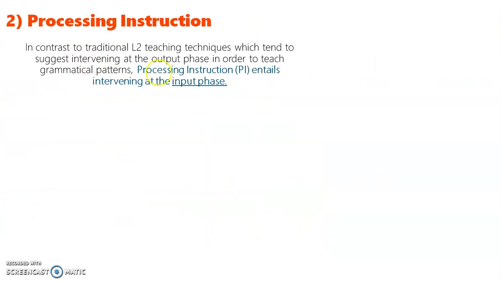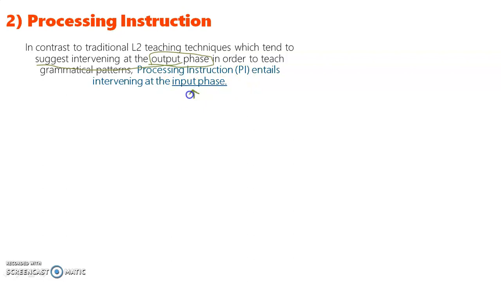The second concept here is processing instruction. What do you mean by this? Traditional L2 techniques always suggested intervening, that the teacher would intervene at the output phase. That is, after the learner produces something, the teacher would give feedback and correct for the learner in order to teach grammatical patterns. However, according to the processing instruction, interference should happen at the input phase.